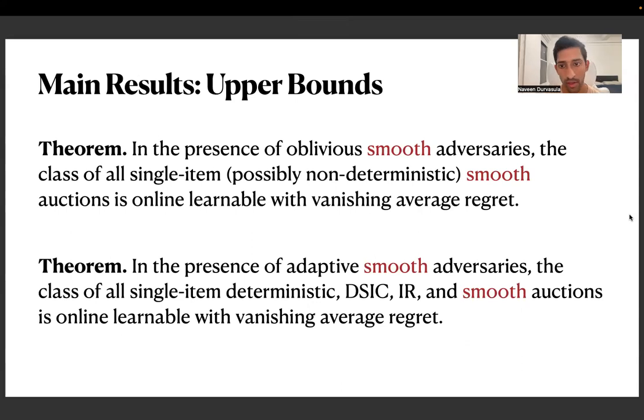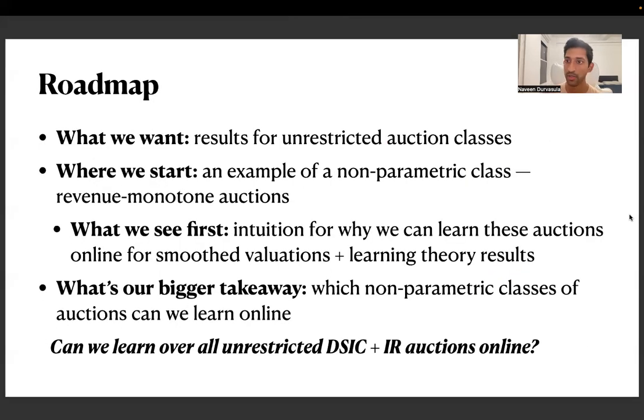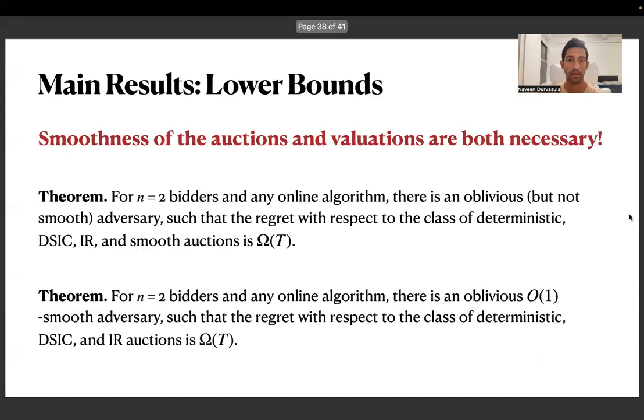So now to our main results, we show that when both the adversary and the auction are smooth, no regret learning is indeed possible. And so we prove this for the oblivious case, and we further generalize this to the adaptive case when we consider deterministic auctions. But is it possible to go all the way and learn over all unrestricted incentive-compatible auctions? Well, as hinted at by the initial example with the high and low bidder, this is indeed not possible. So we also show corresponding lower bound results that show that smoothness of the auctions and valuations are both necessary for learnability.